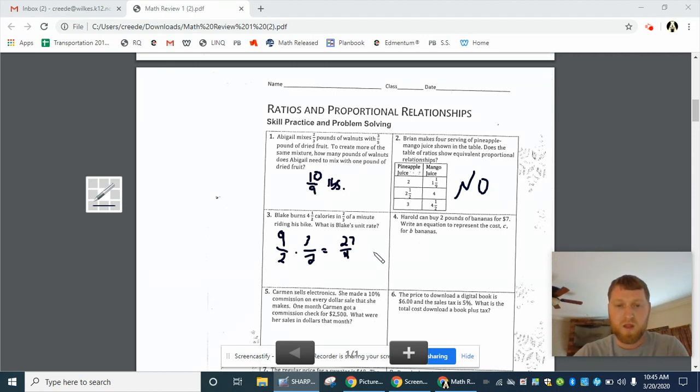So Blake is going to be burning 27/4 calories per minute. This is Blake's unit rate. If you want to make that a mixed number, 4 goes into 27 not quite 7 times. It goes in there 6 times. 6 times 4 is 24, and that's 3 left over because 27 minus 24 is 3. So you get 6 3/4 calories per minute. This would be the unit rate for that problem.